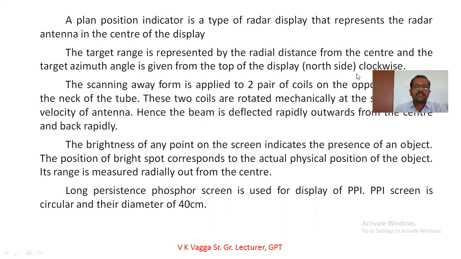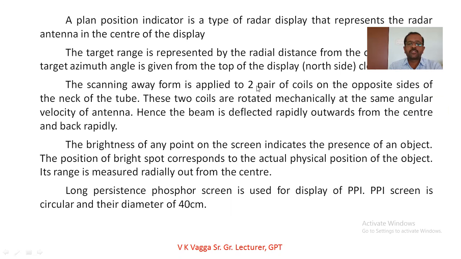And for the scanning, it is applied with two pairs of coils on opposite sides of the neck of the tube, as I said while explaining the intensity modulation. These two coils are rotated mechanically at the same angular velocity as the antenna, and hence the beam is deflected rapidly outwards from the center and back rapidly, depending upon the rotation. It is going to give you the availability of the target within the azimuth angle.